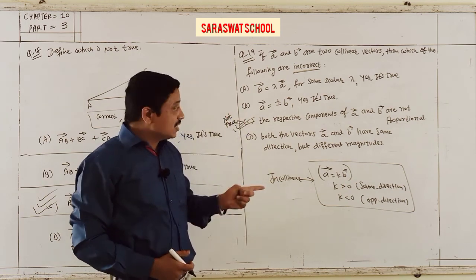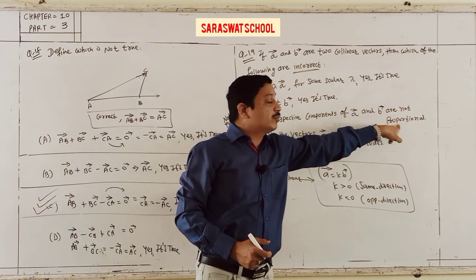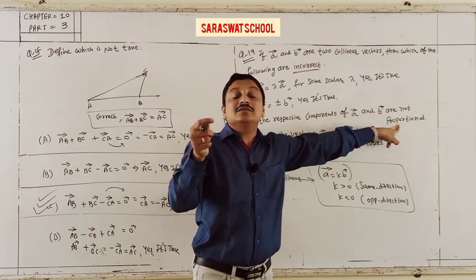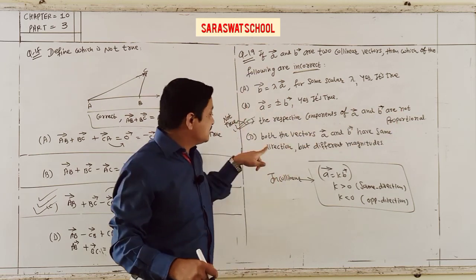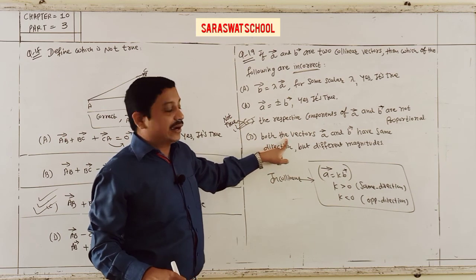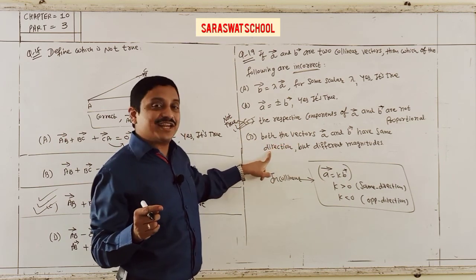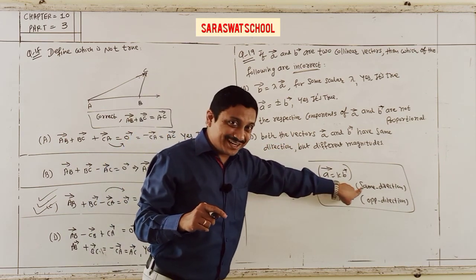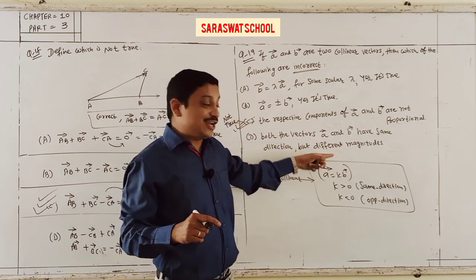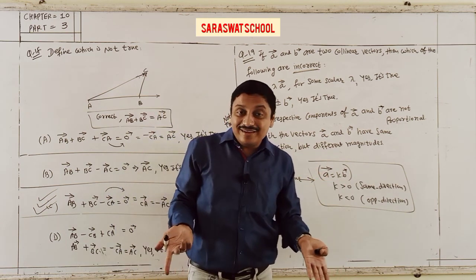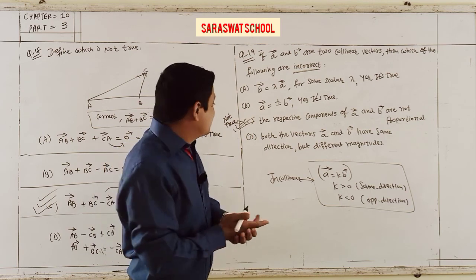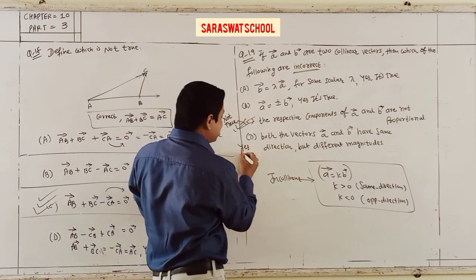Students, yes, the components of A and B are not proportional. Actually, the correct answer is that it is proportional. And last, D also check. Both the vectors A and B have the same direction, collinear, but different magnitude. Yes, both magnitudes are different. Magnitude A and magnitude B are different. So here also, students, yes, it is true.